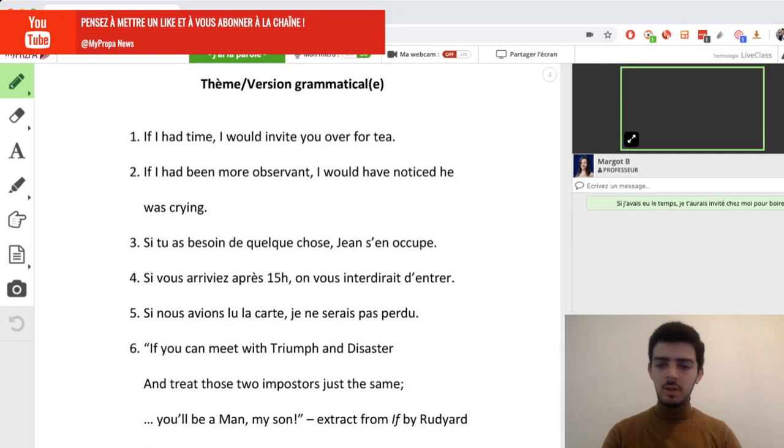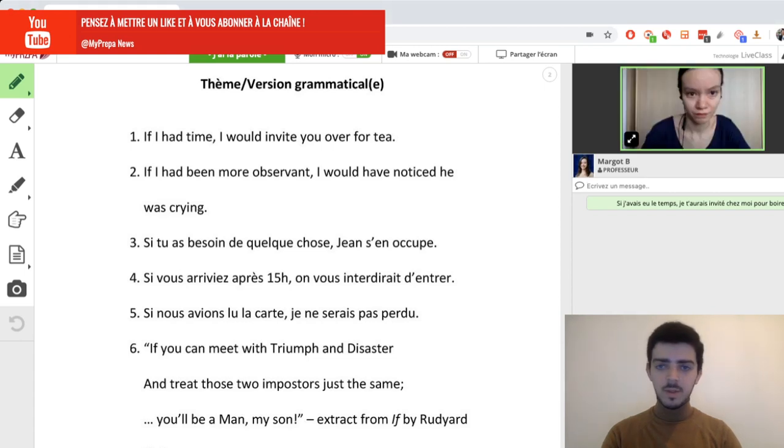Donc sur le chat, vous pouvez mettre vos propositions et donc n'hésitez pas pour ces 5 premières phrases. Alors, on a une proposition pour l'instant.